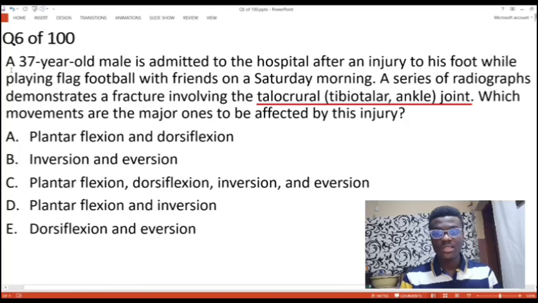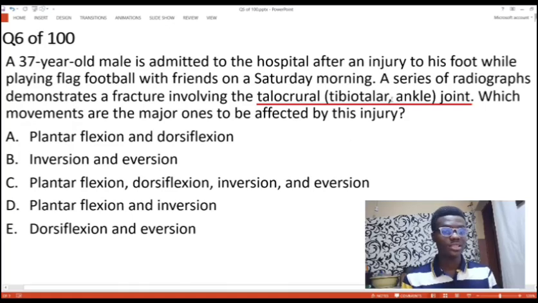Question says a 37-year-old male is admitted to the hospital after an injury to his foot while playing flag football with his friends on a Saturday morning. A series of radiographs demonstrates a fracture involving the talocrural joint, that is the tibiotalar or the ankle joint. Which movements are the major ones to be affected by this injury? Plantar flexion and dorsiflexion; inversion and eversion; plantar flexion, dorsiflexion, inversion and eversion; plantar flexion and inversion; dorsiflexion and eversion.